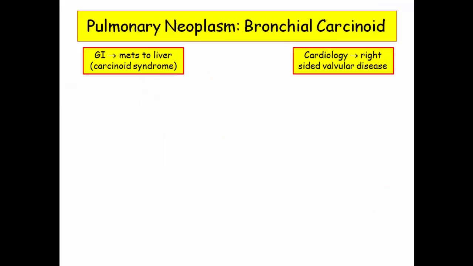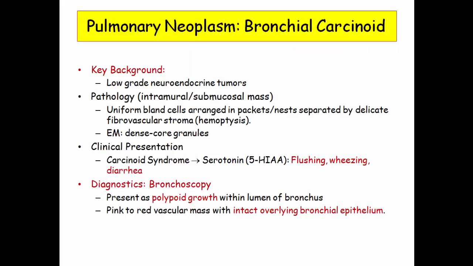So let's finish this section with a quick review of bronchial carcinoid. Carcinoid is a PISA showing up in GI as well as cardiology. In this section, we'll focus on the pulmonary characteristics for the NBME. I think you can all recognize this as a low-grade neuroendocrine tumor. As such, you'll recognize the presence of dense core granules on electron microscopy. Those granules are serotonin containing, but they also stain positive for chromogranin.